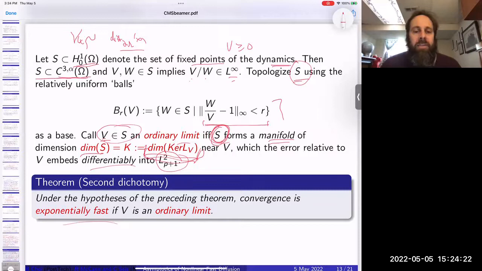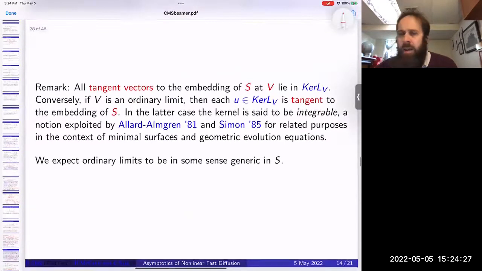And I have to say that this theorem is very much inspired by work from the 80s in the area of minimal surfaces and curvature-driven flows by Almgren, Allard, and Simon. And they don't use, so ordinary limit is our term, but they say basically that a tangent vector to the set of solutions is integrable, sorry, I didn't get it quite right. A zero mode is integrable if it's a tangent vector to the set of solutions.